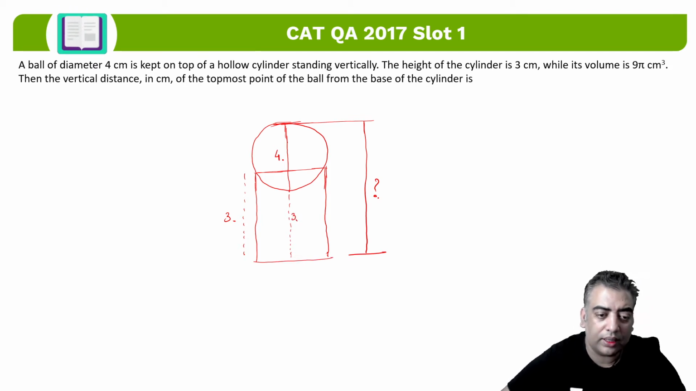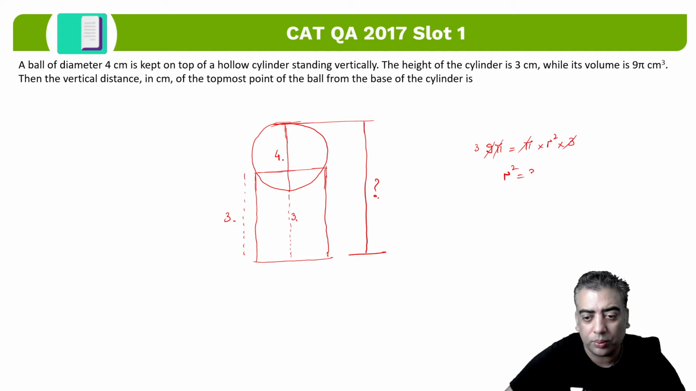Then along with it, he says volume is 9 pi. If volume is 9 pi, we all know volume of a cylinder is pi r square h, where r is unknown right now, and h given to you is 3. So 3 times 3 is 9, and pi gets cancelled out, so r square comes out to be 3, or r will be equivalent to root 3.